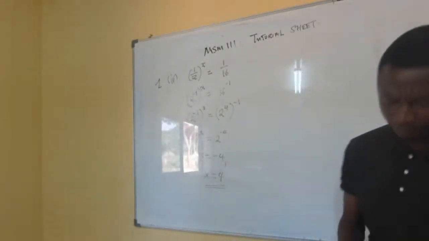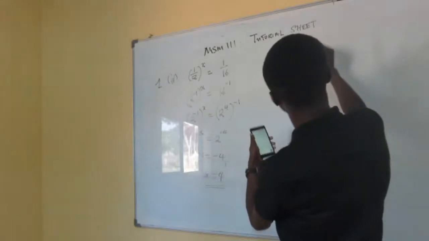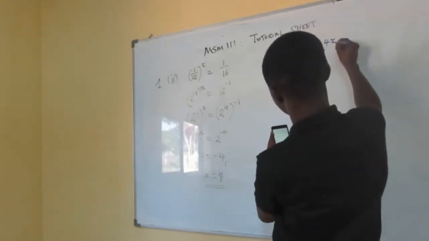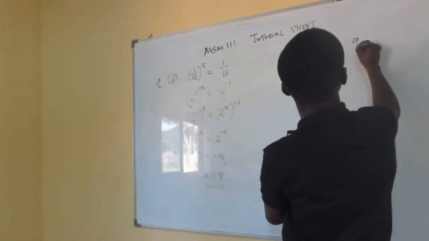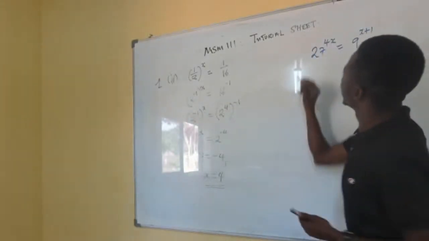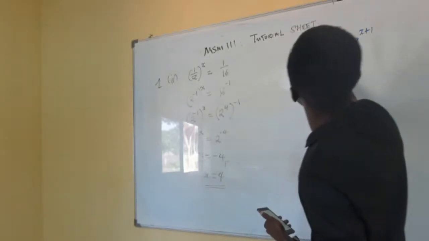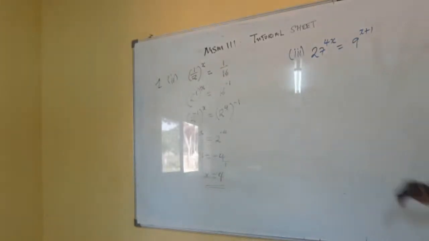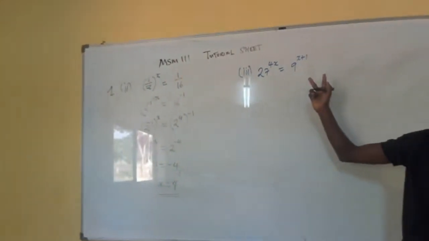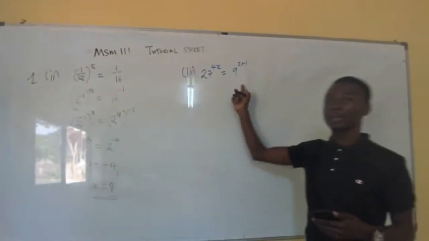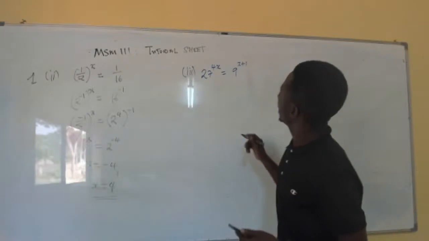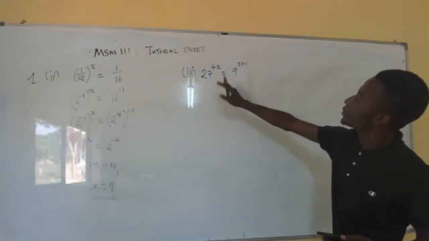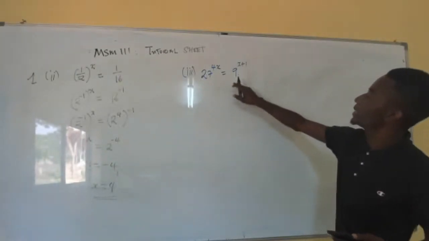Question 3, we have 27 to the power 4x equal to 9 to the power x plus 1. As you can see, we have different bases: here we have 27, there we have 9. So to solve for x, you have to convert base 27 and base 9 to a common base.